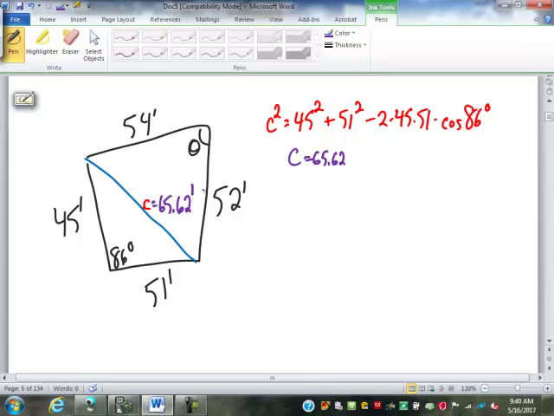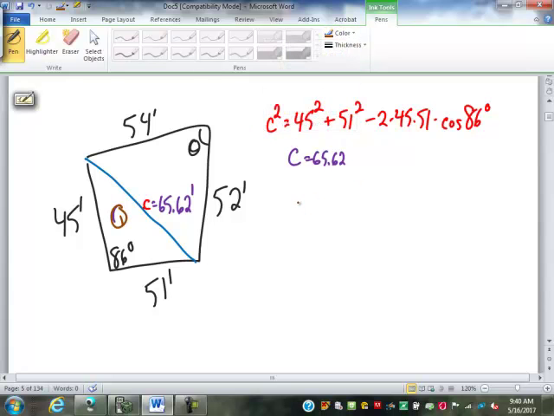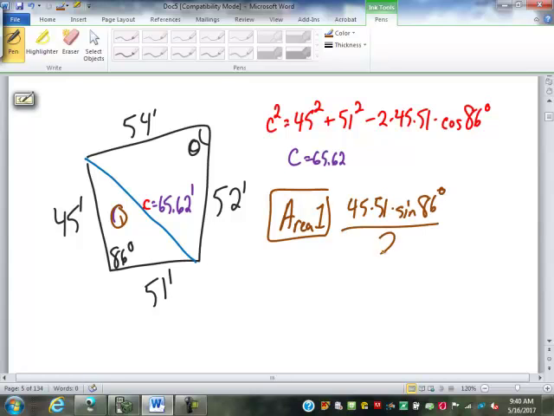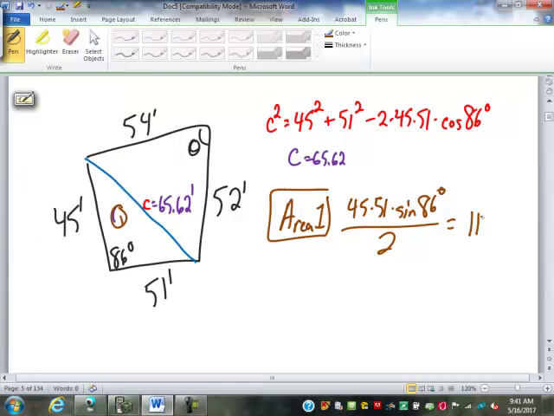Now, with what we have here, we have enough to find the area of this whole thing. I know piece 1 here has an area. Remember how we found area, right? If we had non-right triangles, we just did A times B times sine of C over 2, right? That look familiar? So 45 times 51 times sine of 86 divided by 2, 1144.70. That's going to be square feet.